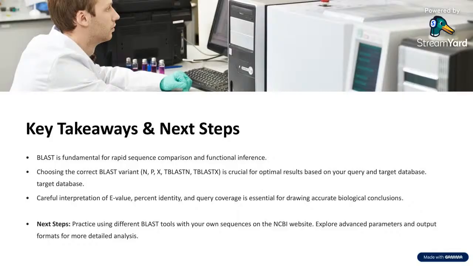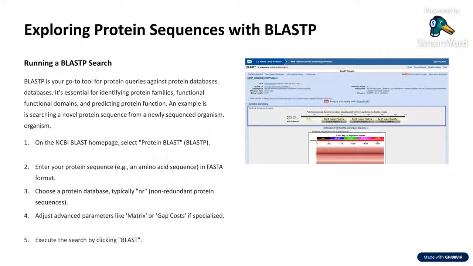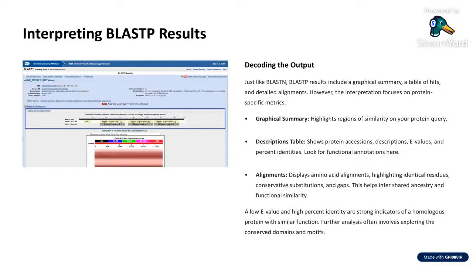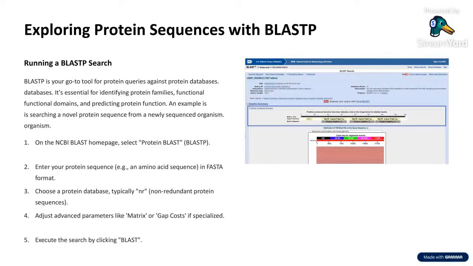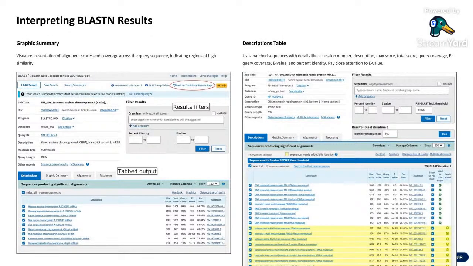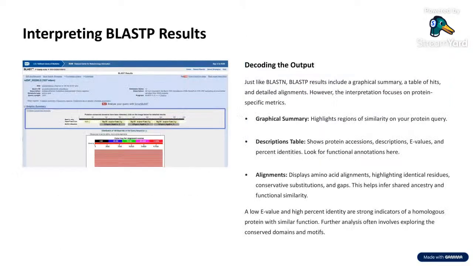BLASTX takes a nucleotide, DNA or RNA sequence and translates it into all possible six protein reading frames. It then compares those translated protein sequences to a protein database. What is a reading frame? A reading frame is a way of dividing a nucleotide sequence into consecutive triplets, which we call codons, each of which codes for an amino acid, since codons are read in groups of 3. The same sequence can be read in 3 different ways.